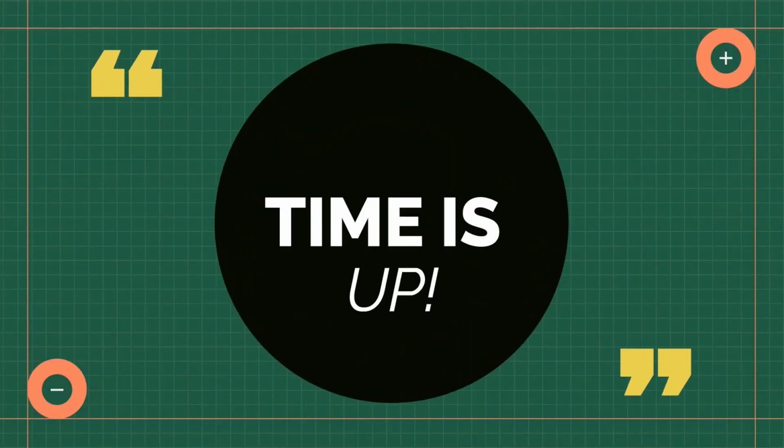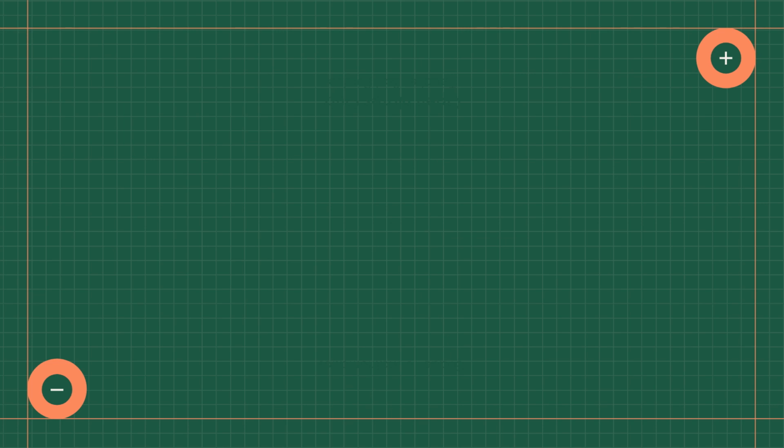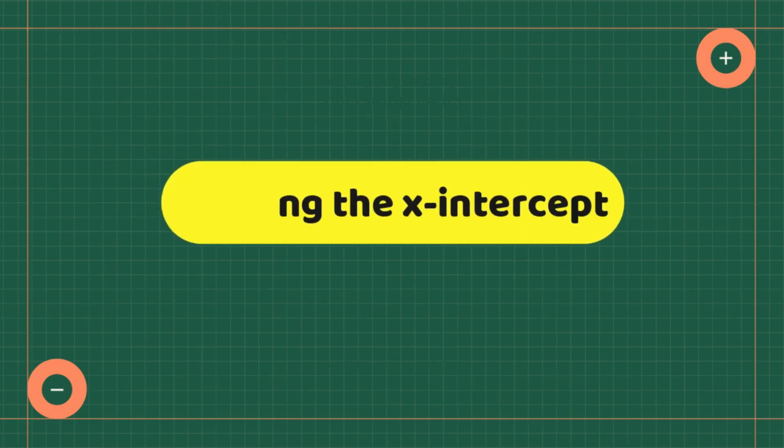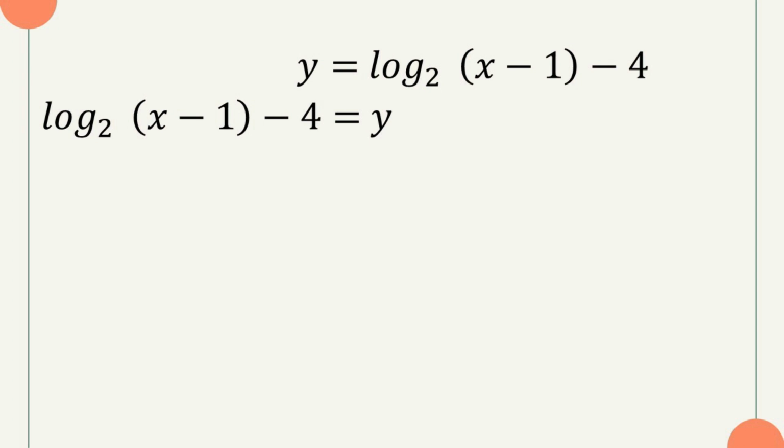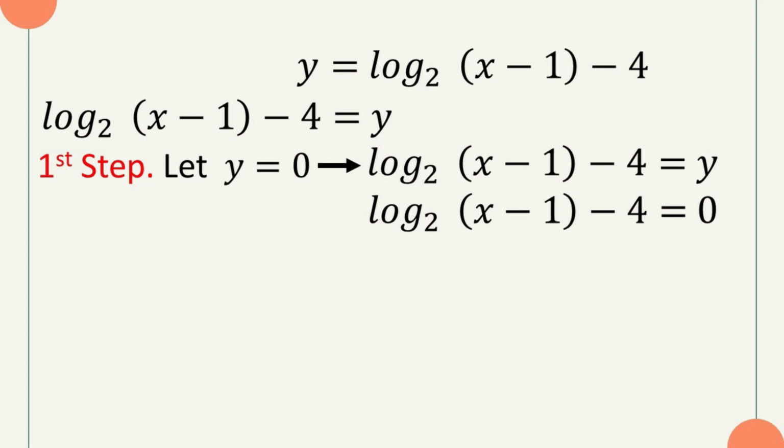Time is up. Let's check your answer. Let's start with the x-intercept. Just copy the given, but switch their places. So, we now have the logarithm of the quantity x minus 1 to the base 2 minus 4 equals y. First step, let y equals 0. So we now have the logarithm of the quantity x minus 1 to the base 2 minus 4 equals 0.